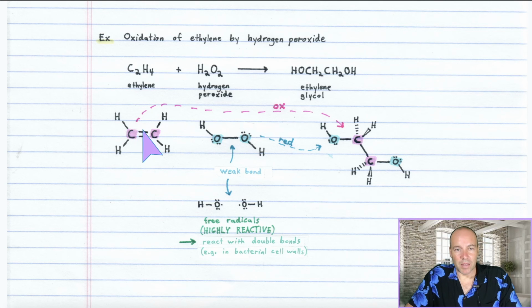And ethylene has a double bond, and double bonds are weaker than many single bonds. And so what happens is these free radicals will attack that double bond right here, and you have one of these free radicals latching onto one carbon and the other free radical latching onto the other carbon. So one of those double bonds splits apart. Okay, and one of the electrons pairs up with this one, and the other electron from the double bond pairs up with that one, and you end up with that molecule right here.